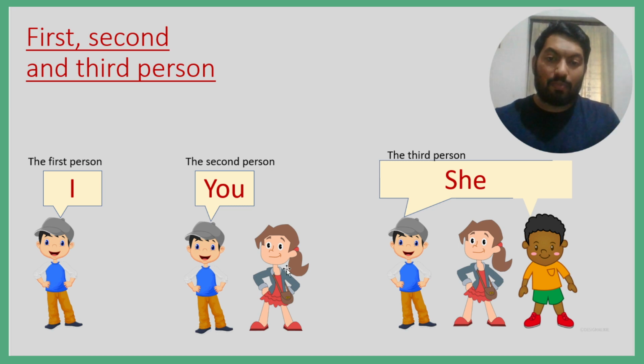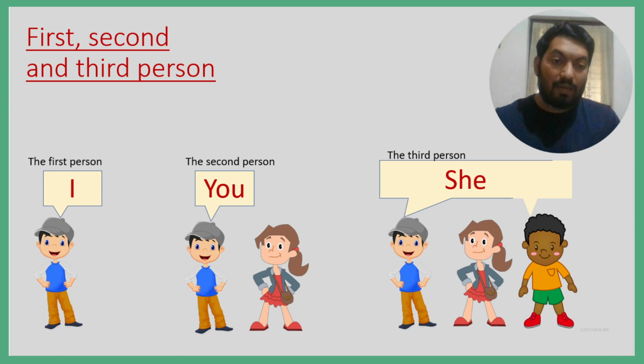What about the second person? The second person is the one who is being talked to. Look at the picture. The boy is talking to this girl and the boy calls the girl you. Are you going to church? You see, the boy is talking to that girl. So here, this girl is the second person. For the second person, we use the pronoun you.